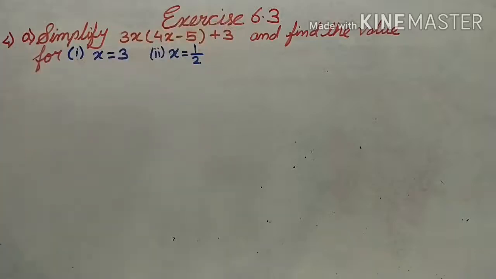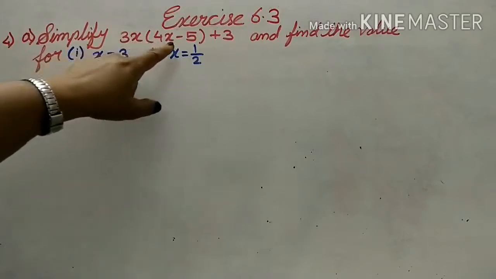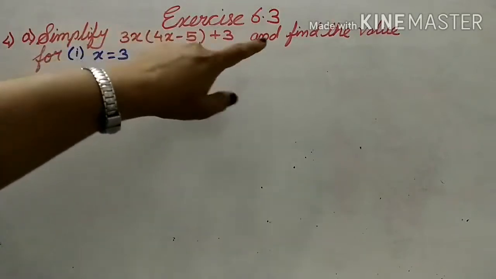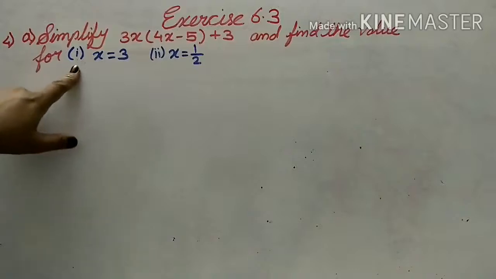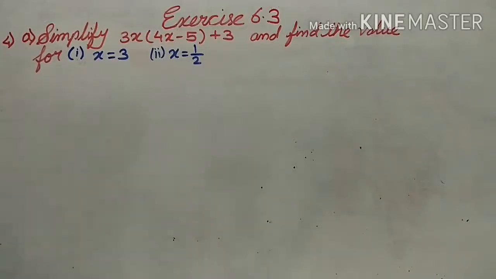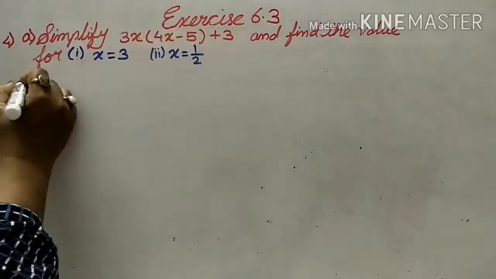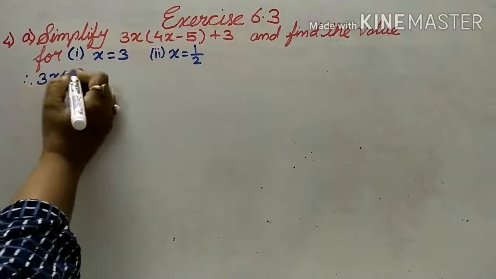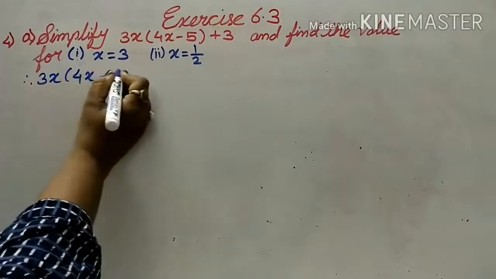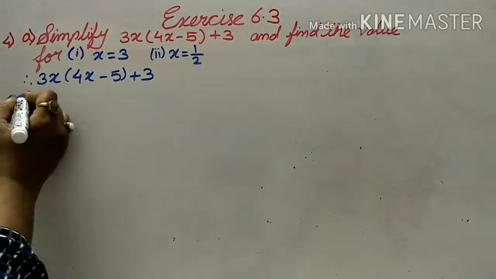Exercise 6.3, fourth main, first one, A. Simplify 3x into bracket 4x minus 5 plus 3 and find the value for first x is equal to 3, second x is equal to 1 by 2. Now first we have to simplify this expression, that is 3x into bracket 4x minus 5 plus 3.